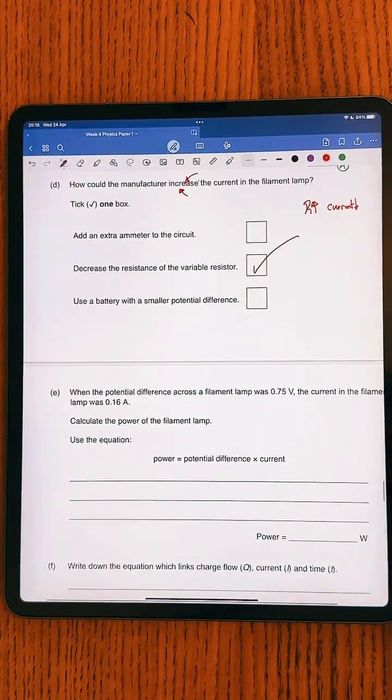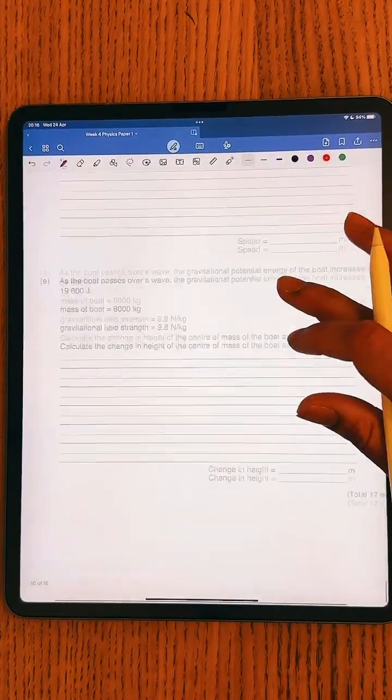Okay, so we got a few calculations here. Let's see how much left we've got.